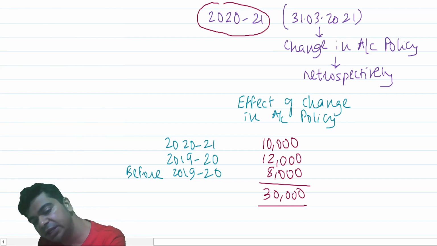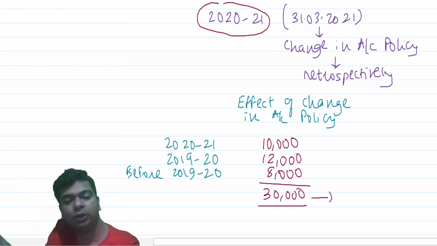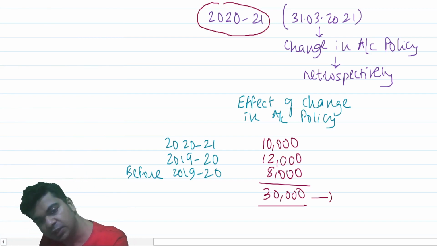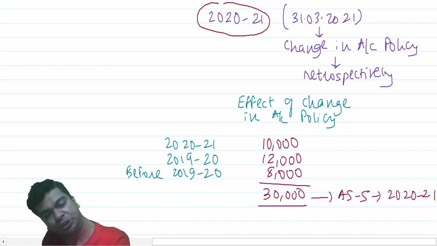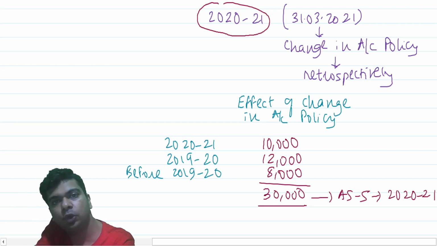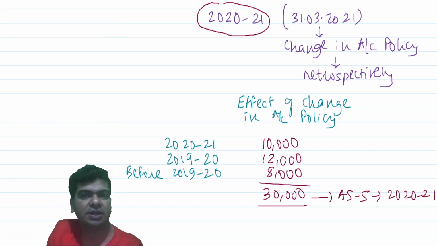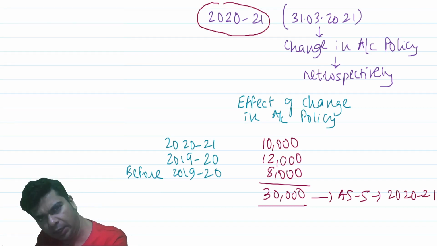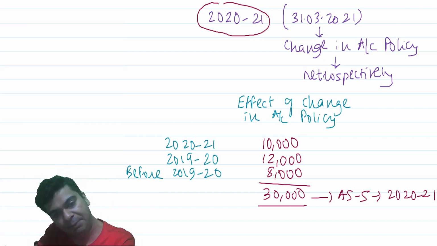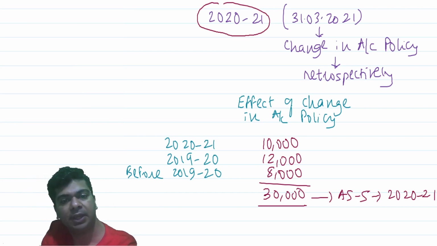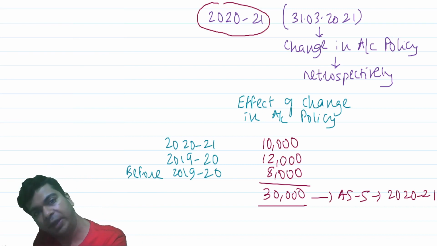Here I am getting 30,000, right? That is the cumulative change in the accounting policy. If I follow Accounting Standard 5, as per AS5, the entire 30,000 should be captured in 2020-21. This 30,000 can be a surplus, this 30,000 can be a deficit. I'm not getting into it, whatever it is. But you will have to either credit the P&L or debit the P&L of 2020-21.